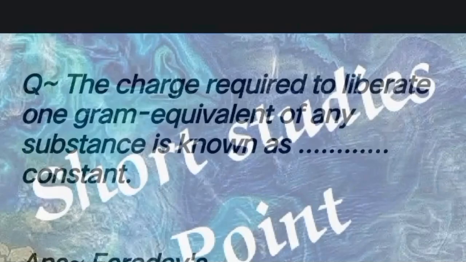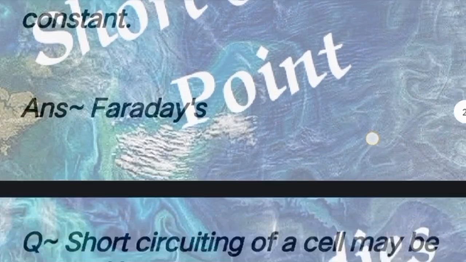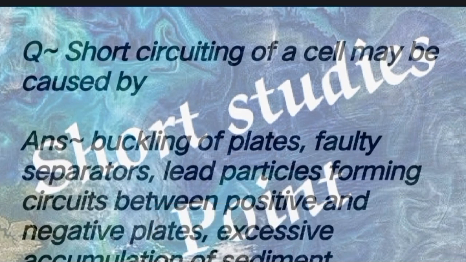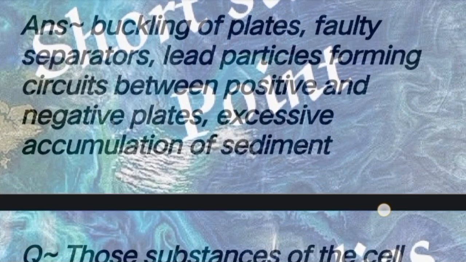Question: the charge required to liberate 1 gram equivalent of any substance is known as dash constant, answer Faraday's constant. Next question: short circuiting of a cell may be caused by, answer buckling of plates, faulty separators, lead particles forming a circuit between positive and negative plates, accumulation of sediment.